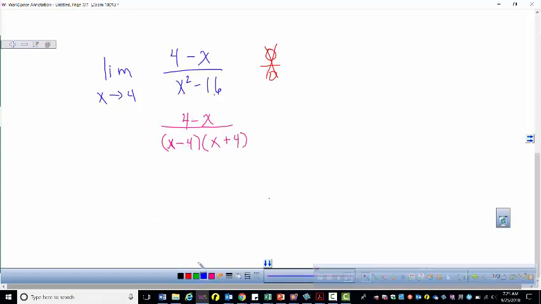So what I can do is with my numerator, I can actually factor out a negative 1. So I'm going to change this to be negative 1 times x minus 4. So if I factor out a negative 1, it makes the 4 negative and the x positive. I'm going to keep my denominator.